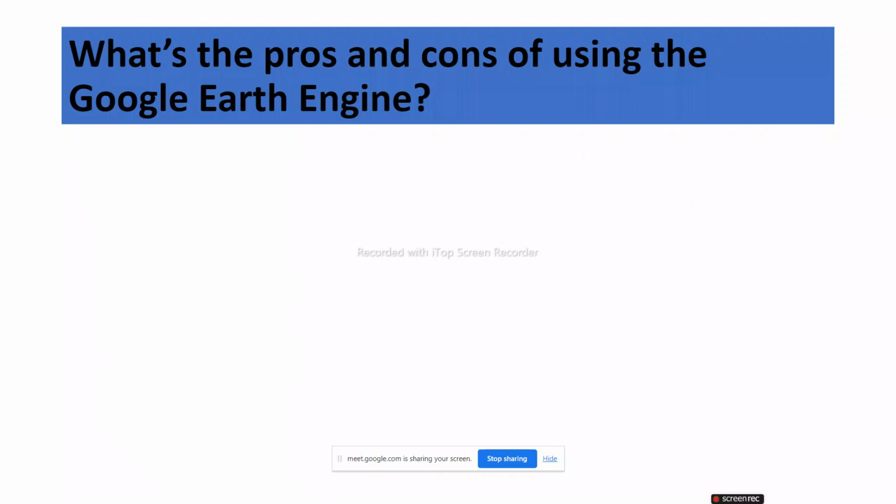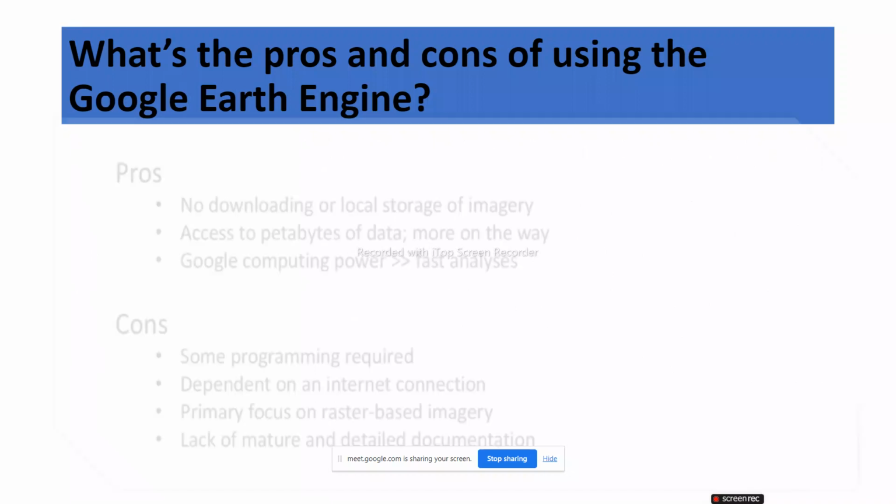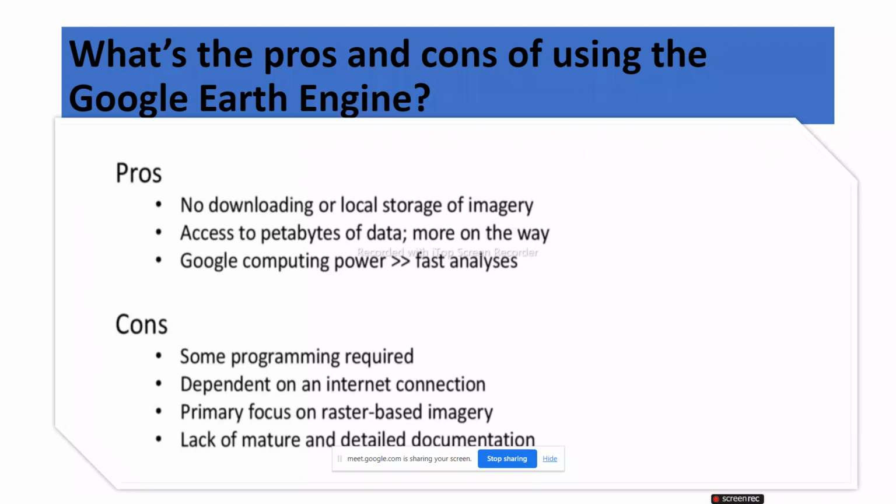It has some advantages and also some disadvantages. The advantage is that when you use the Google Earth Engine platform, you don't need to download any types of satellite images. You don't need to download, because all of the satellite images we can easily access from the Earth Engine public data catalog.